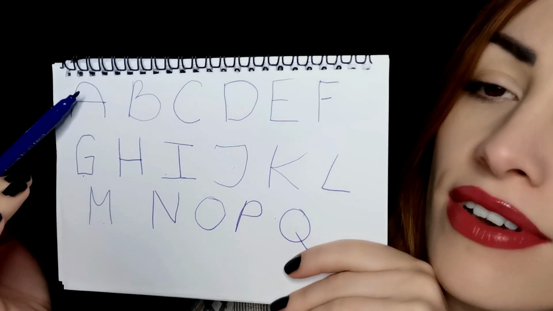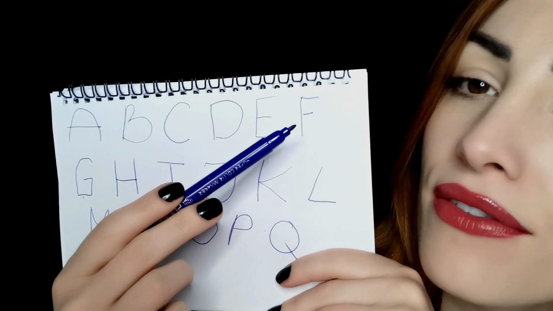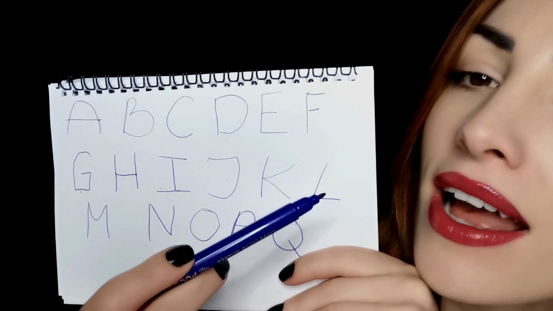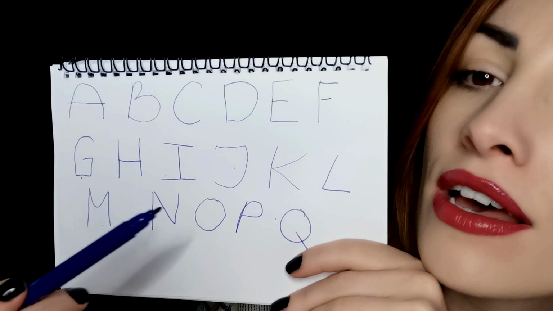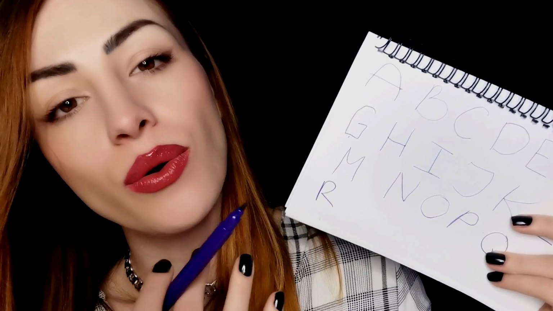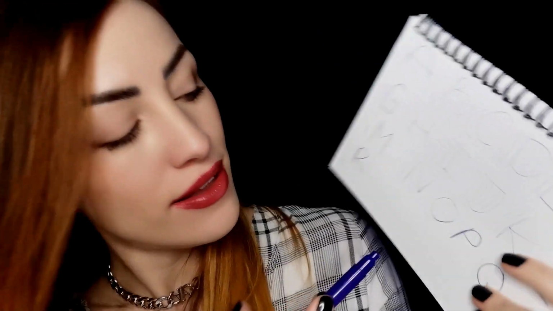Let's see what we have so far. We have A, B, C, D, E, F, G, H, I, J, K, L, M, N, O, P, Q. The next one is R. In English we make it kind of glottal, but in French it's pretty open.